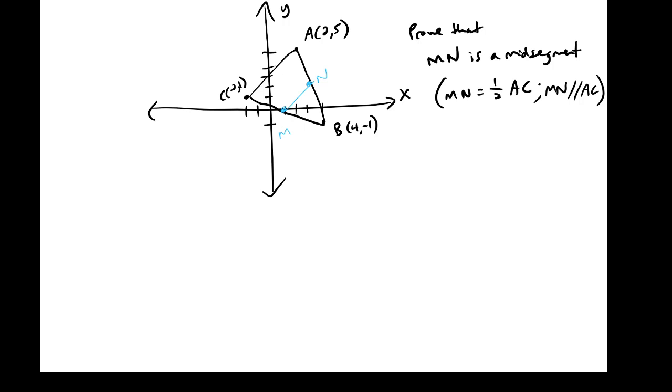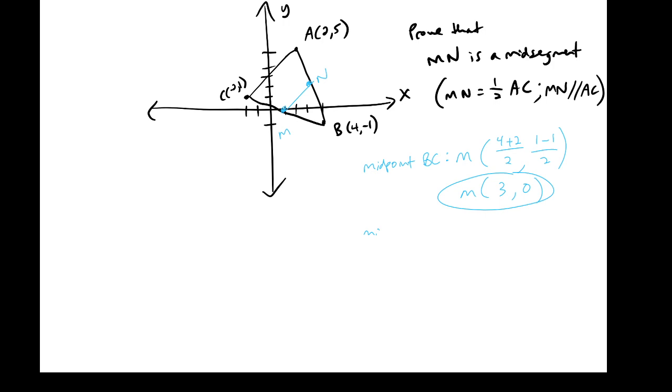So in order to do that, first of all, we need to find what the coordinates of M and N are. If M is truly a midpoint, then we need to figure out M as the midpoint of BC. So M, again, is going to be 4 minus minus 2 over 2, and then 1 minus 1 over 2, which is going to be equal to (3, 0). 4 plus 2 is 6, divided by 2 is 3. 1 minus 1 is 0, divided by 2 is still 0. So there's our midpoint.